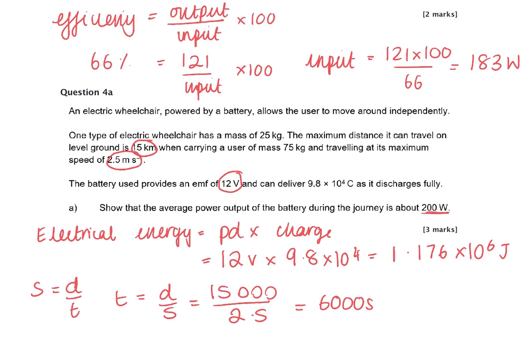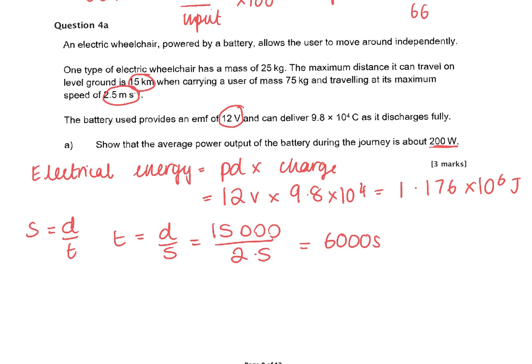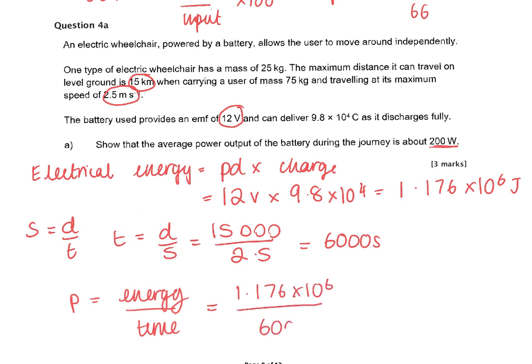And then we are going to use power is equal to our energy divided by our time. So our energy given by our battery over how long it can run for. So you're going to pop in this number divided by 6,000 and you're going to get 196 watts, which is very close to the 200 watts from the question.